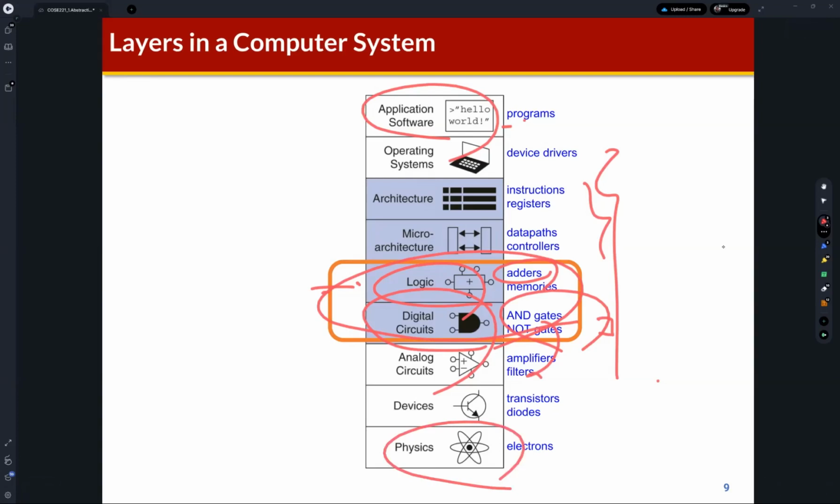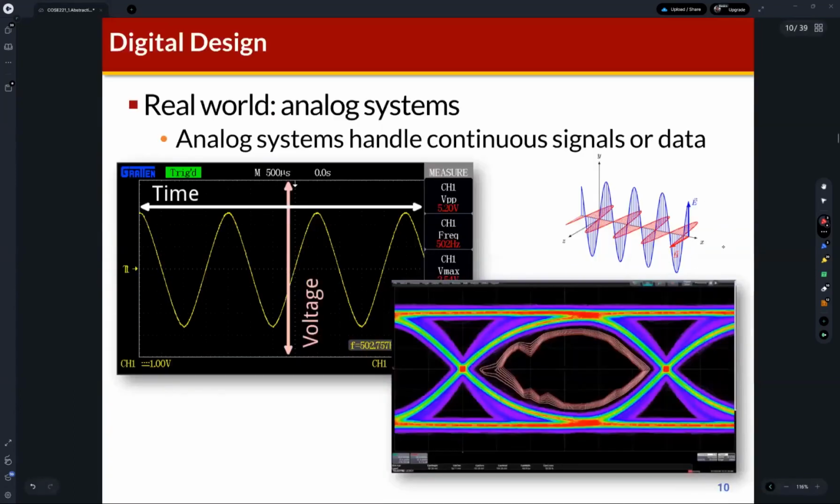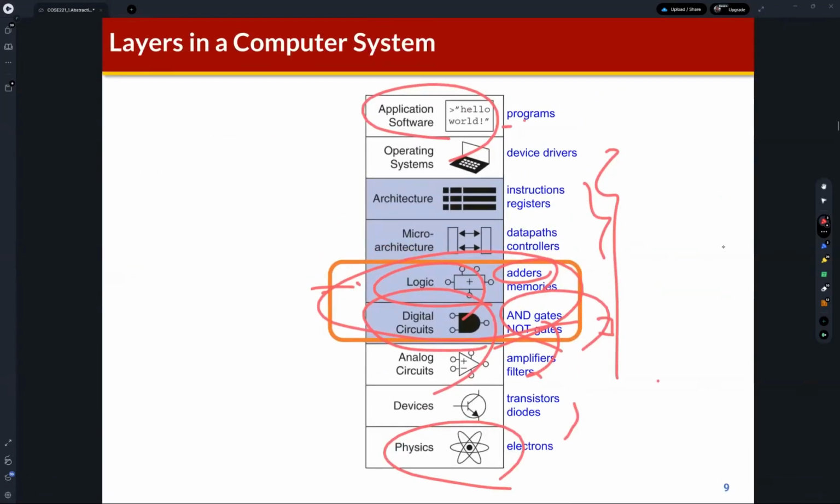Actually, electric devices or computers are based on the physics of electricity, okay? Like the movement of electrons, or currents and voltages. So the basic circuits are built on the knowledge of physics. That's what we learned in the previous class.